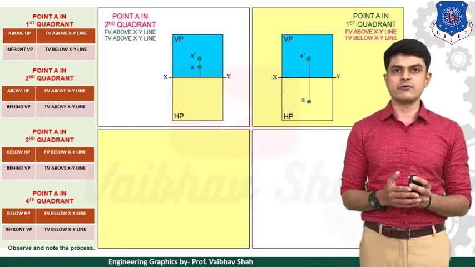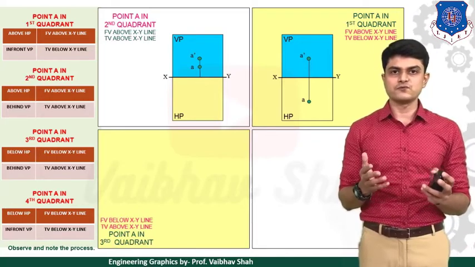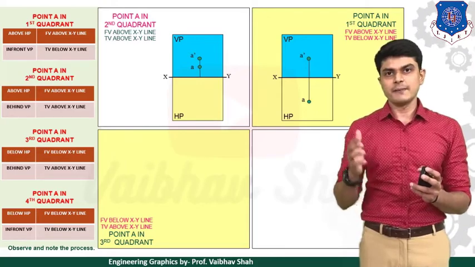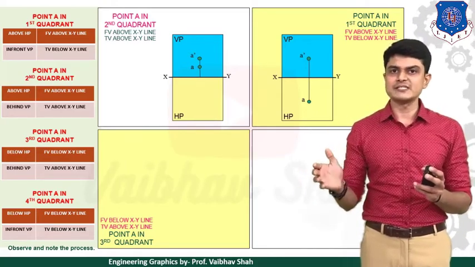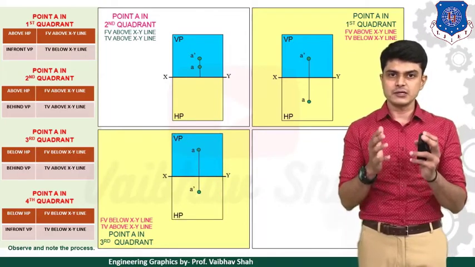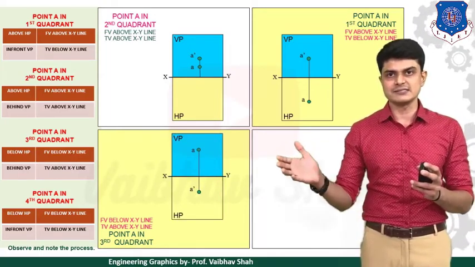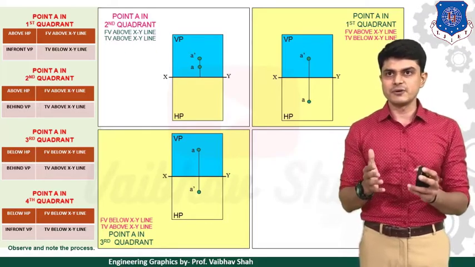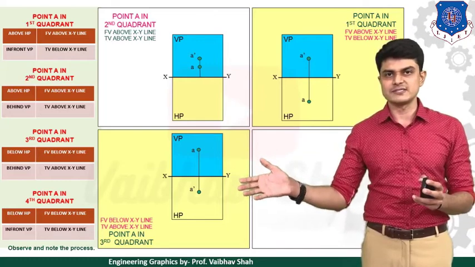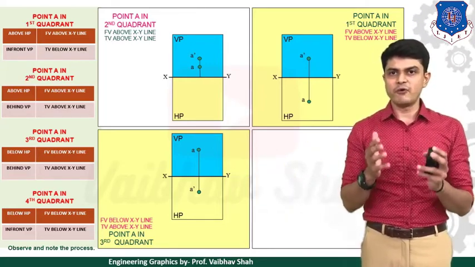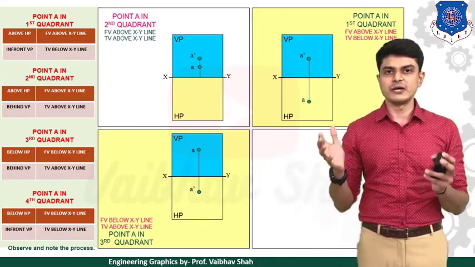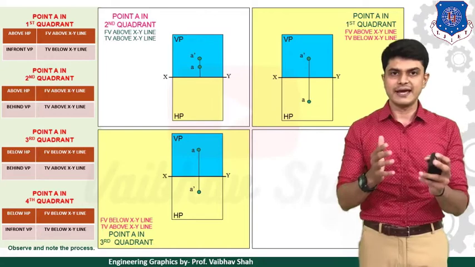Now let us see point number 3. Point number 3 means, let us look at the table on the left, the point below HP and behind VP. So this is the case of point 3. Whenever you have a point in the third quadrant, you might have this as the answer. Whenever your point is below HP, your front view would be below the XY line, as you can see. And whenever you have a point behind VP, obviously your top view would be above the XY line. So the point without dash would be above the XY line.